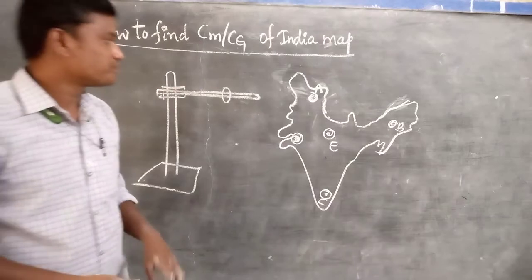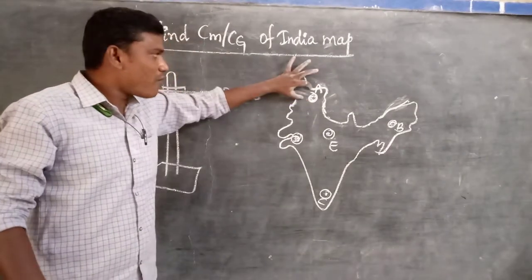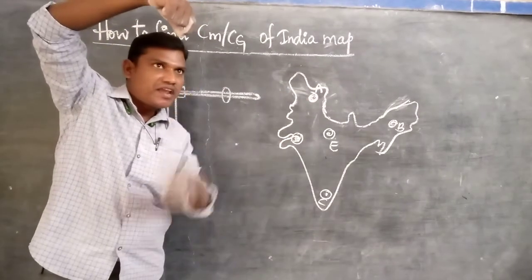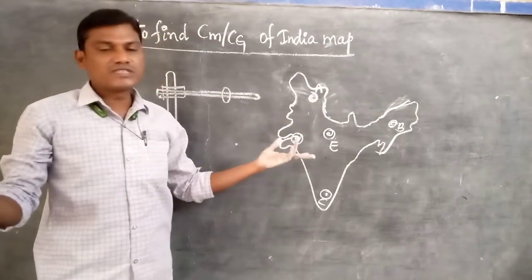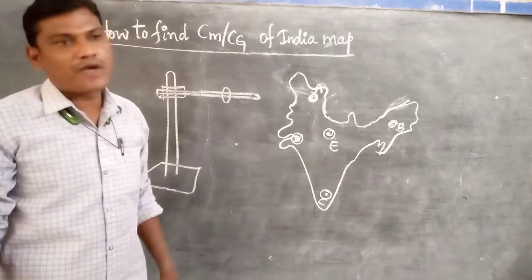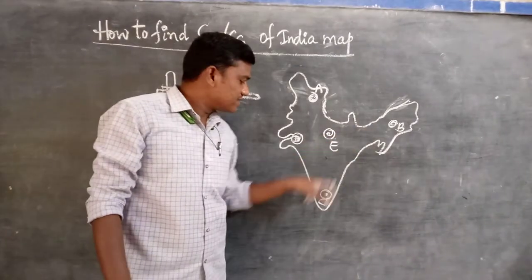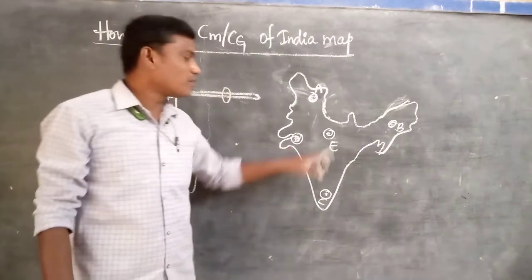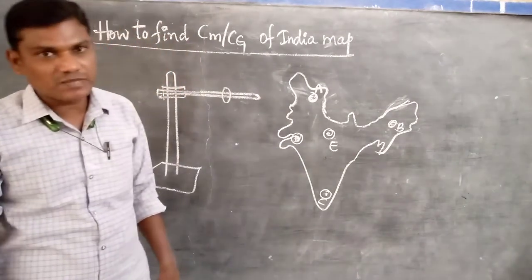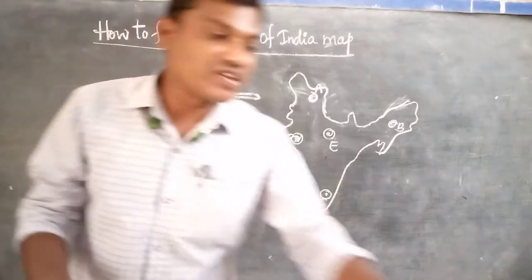Like here also. Now the India map, at the point A, you suspend it like this. It is suspended vertically but not horizontally. That's why A is not a center of gravity point. In the same way B, C, D and E, and finally we observe that at the point E it is freely suspended.